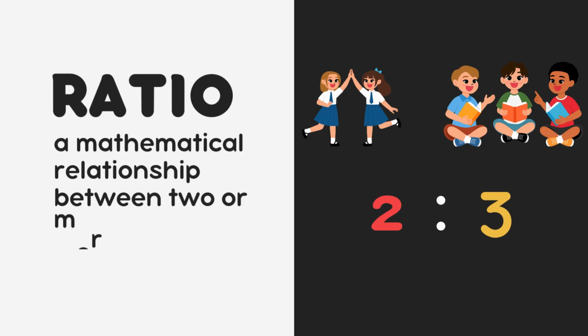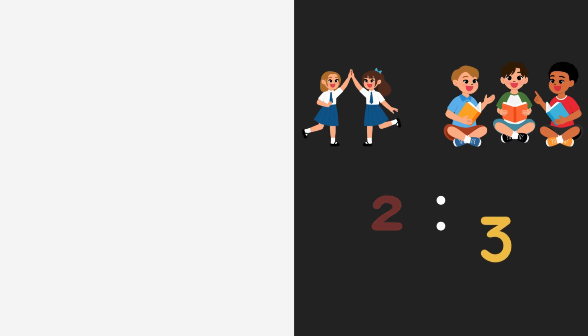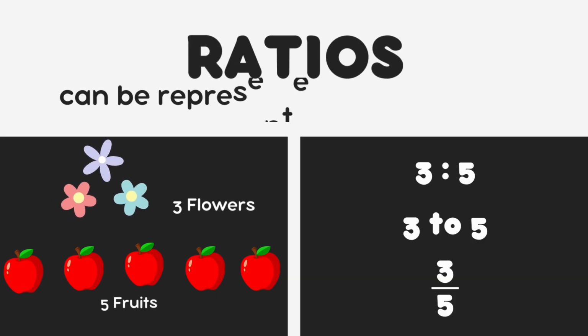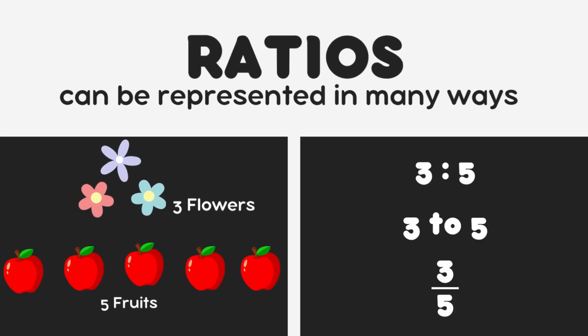Ratio, a mathematical relationship between two or more numbers. Ratios can be represented in many ways. So here are 3 flowers and 5 fruits. So 3 is to 5, or you can write it in fraction form, 3 divided by 5. So here are the ways you can write it: colon form, is-to form, fraction form, and word form.